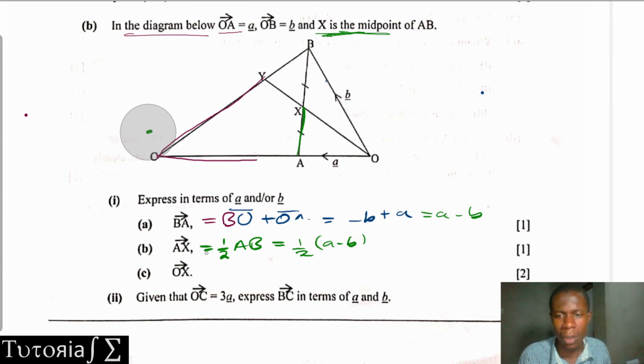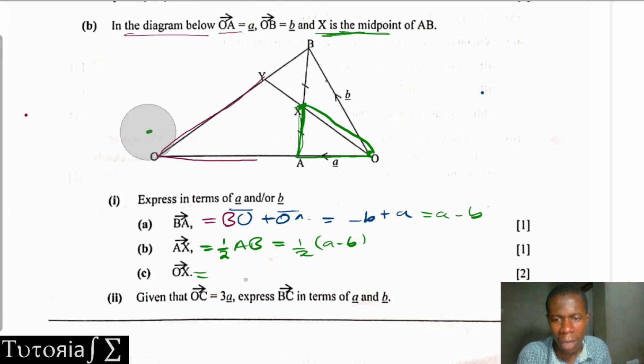Then OX is right here. So OX is from here to that point. I'll leave you to work out this one. Find OX using, because you can move, XA then AO. Okay, so that is this.